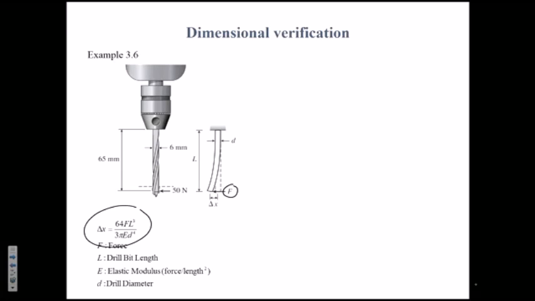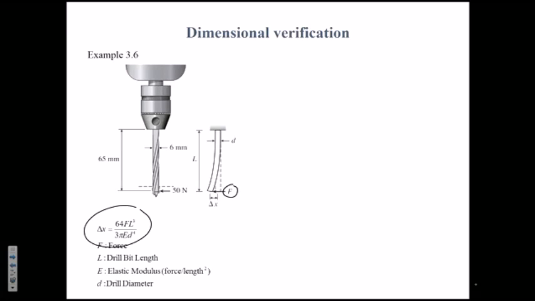In the numerator, you have a factor of 64, which is dimensionless. You have F, which is the force applied. So the more the force, the more the deformation, makes sense. L cubed. So deformation depends on the cube of the length. So the more the length, the more the deformation, but it's actually not directly proportional. It's L cubed. So if you increase the length by twice, the deflection would be 8 times, right? Because it'll be 2 cubed.